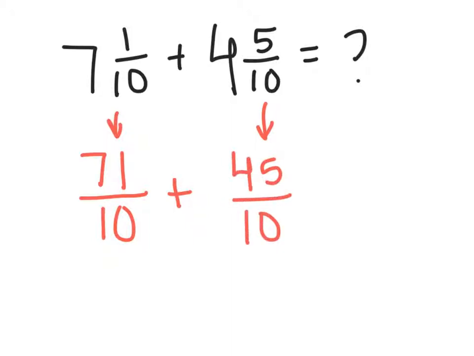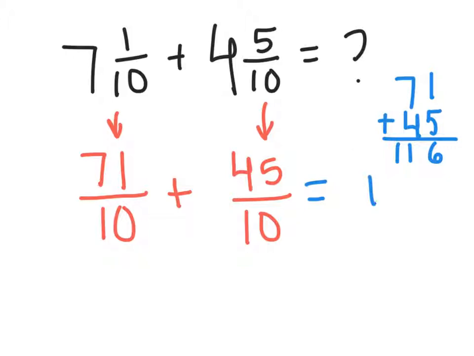Now, when we were adding fractions, all we needed to make sure we had were common denominators, correct? Yes. Do we have a common denominator? So, all we have to do now is add straight across. Up over here I'll do my work. 71 plus 45. 5 plus 1 is 6, and 7 plus 4 is 11. So our total is 116 tenths.